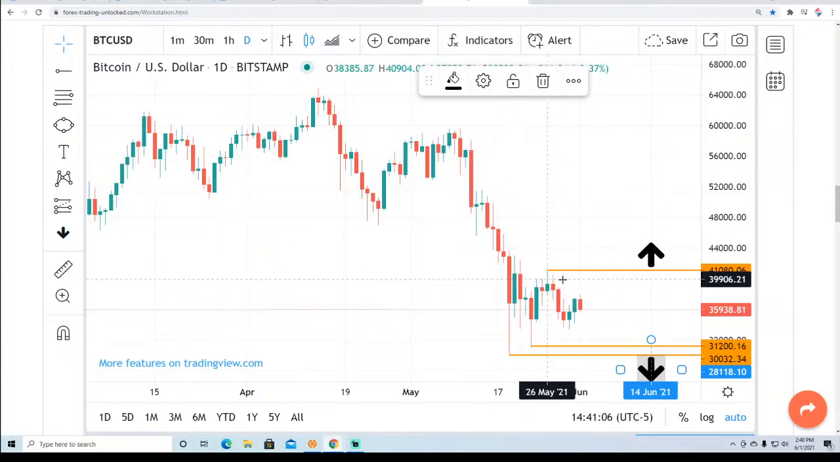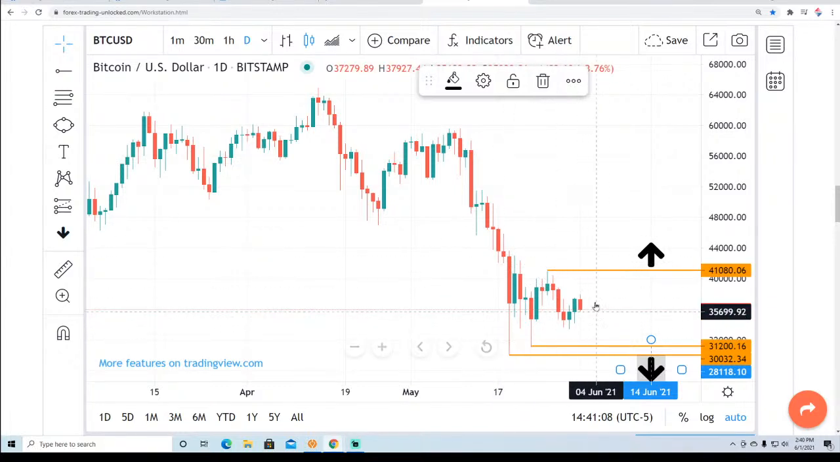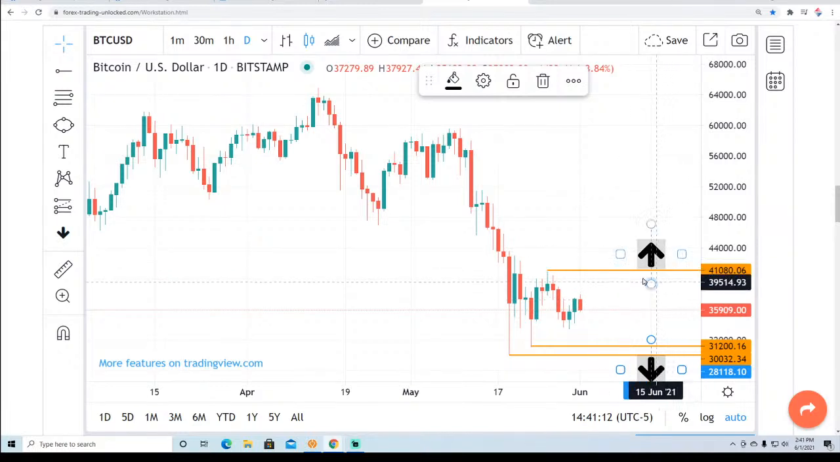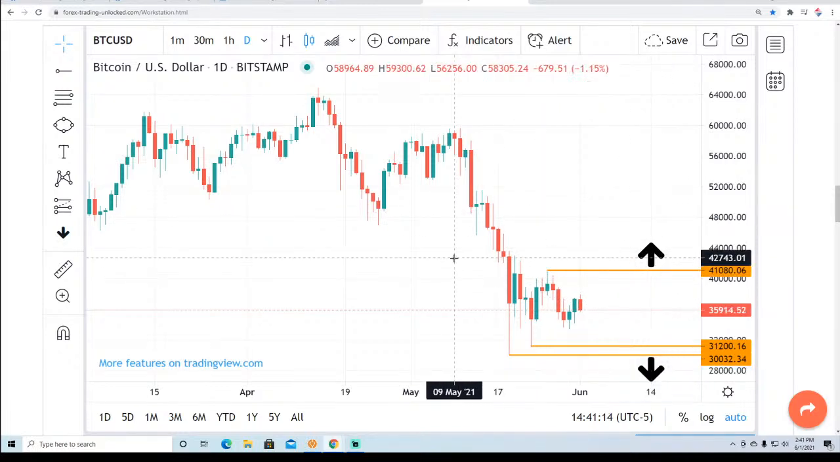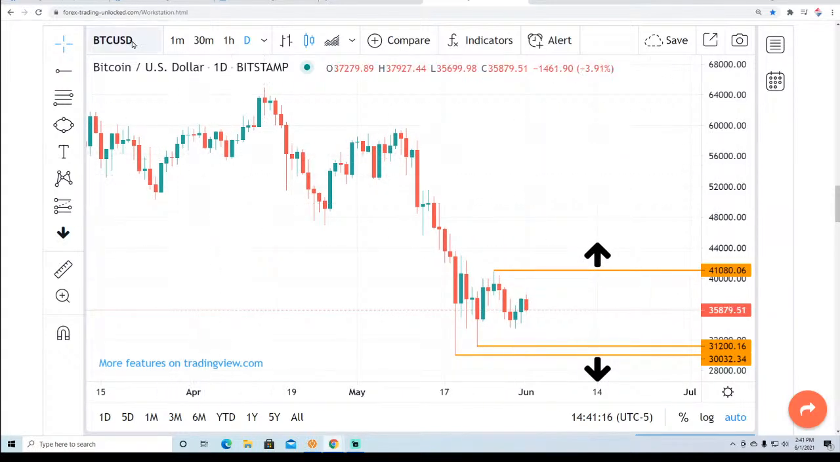So that sets the trend as neutral to higher. So we may be basing here right now. So it's critical to key off of these levels here. I know it's pretty wide, but you're used to it because that's what Bitcoin is.